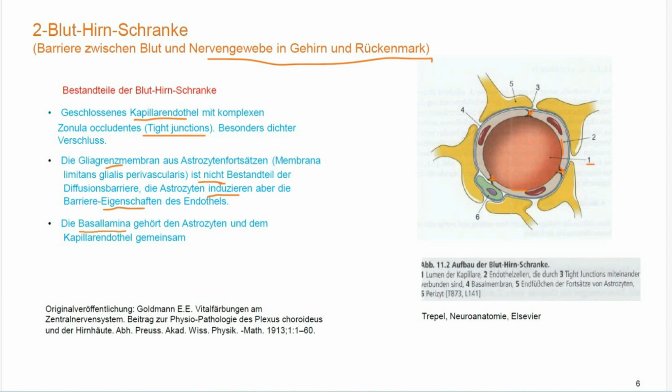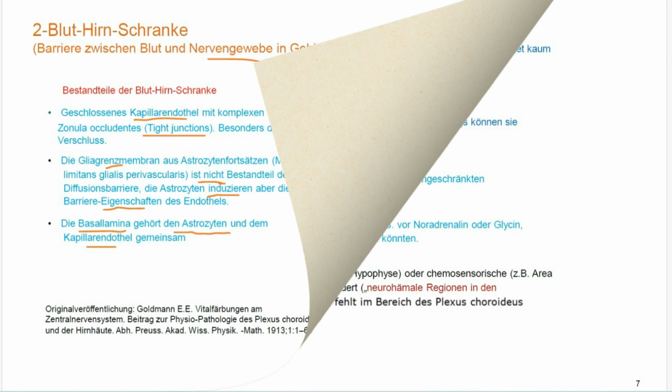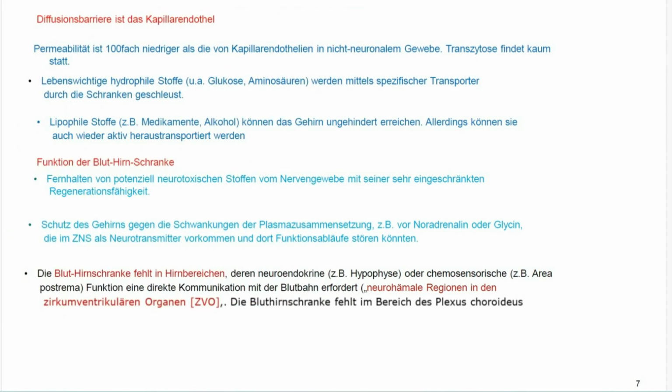The basal lamina belongs to the astrocytes and the capillary endothelium commonly. The basement membrane here simultaneously belongs to the astrocytes and the capillary endothelium. And why is there a special diffusion barrier? The permeability is 100 times lower than the capillary endothelium in other tissues.